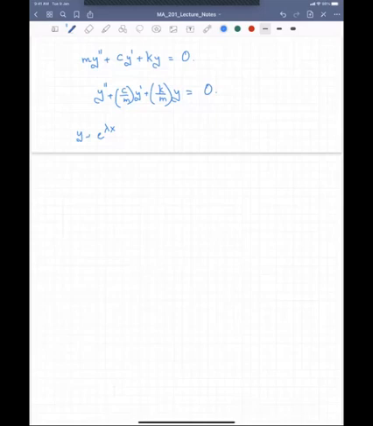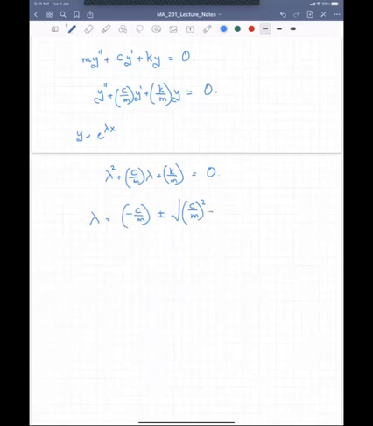So if you plug in e to the lambda x, the characteristic equation of the system, of course, y dash should bring in one factor of lambda, y double dash will bring in two factors of lambda. So this becomes lambda squared plus c over m lambda plus k over m equals 0. Okay, so this will be the characteristic equation, which you can then easily solve to get lambda equals plus minus square root, over 2.